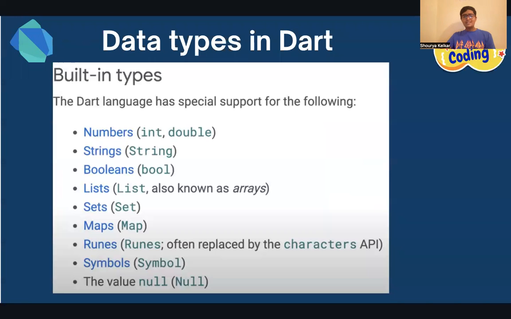Now let's talk about data types in Dart. These are some of the basic data types used in Dart: number, string, booleans, lists, sets, maps, runes, symbols, and null. The top three, number, strings, and booleans, are what we'll be focusing on today. The others will be discussed in the incoming videos.